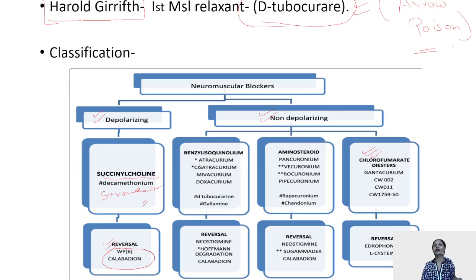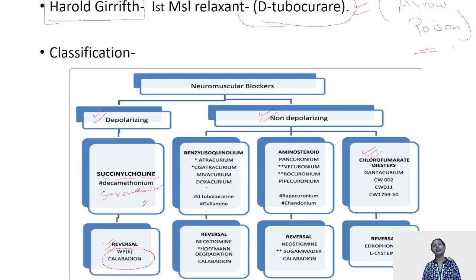It's just a brief introduction and then we'll summarize it at the end too. Aminosteroids are vecuronium, pancuronium, rocuronium, pipecuronium, and the historically introduced one, rapacuronium. The reversals are neostigmine, sugammadex, and calabadion.